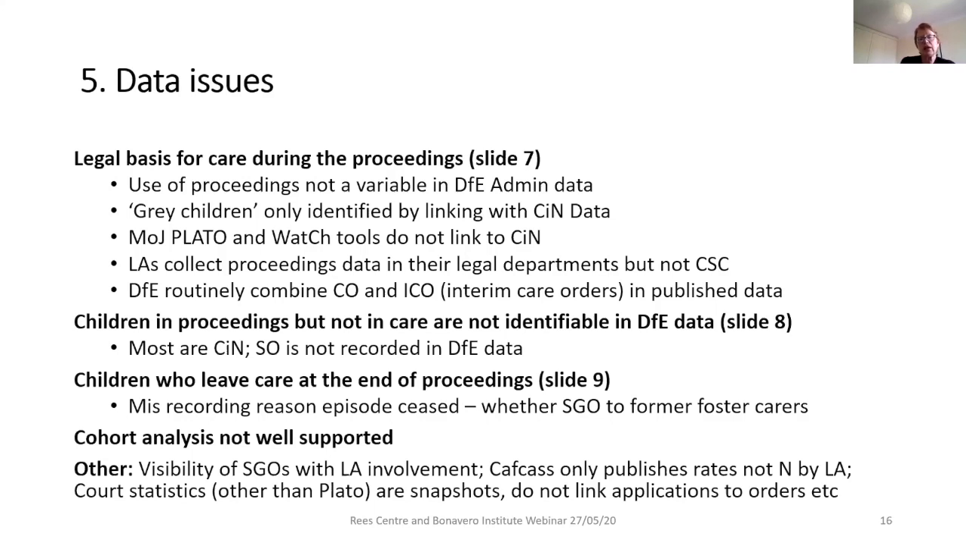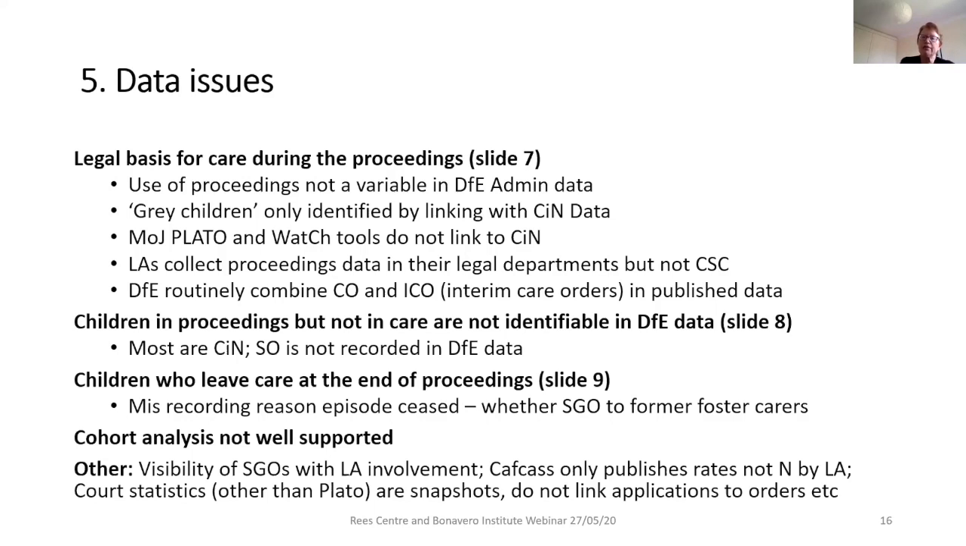And the other thing is cohort analysis. If we look at different cohorts, we can see the impact of law changes. We'll be able to see the impact of COVID. We can see the impact of local authority policy changes. But the data that's published doesn't identify cohorts of children. It identifies populations of children and those who enter the system, their first entry.